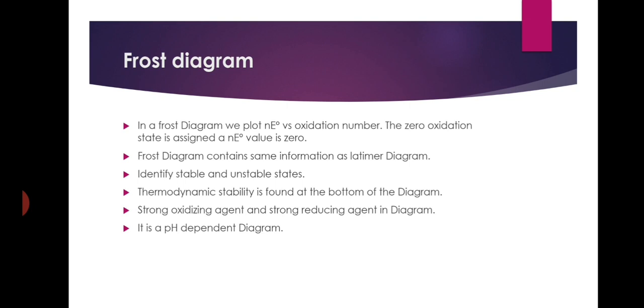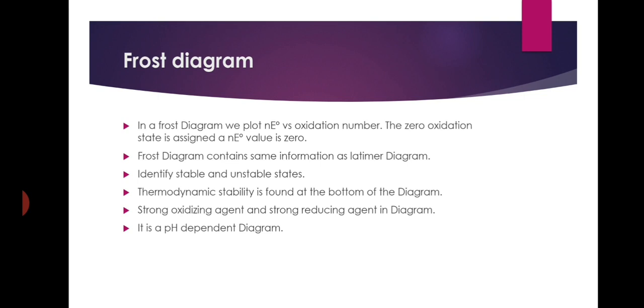As you know, a Frost diagram contains the same information as a Latimer diagram, but in a Latimer diagram we show the data in a horizontal line form, whereas a Frost diagram graphically shows stability and the oxidation state. We can easily identify stable and unstable states in a Frost diagram.